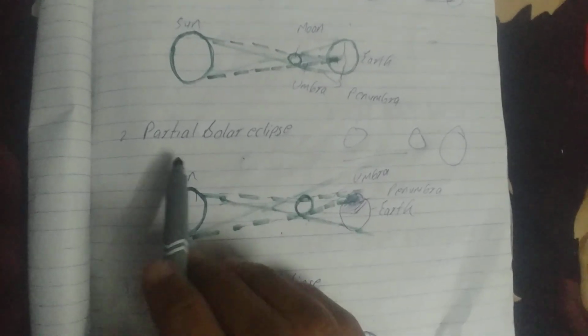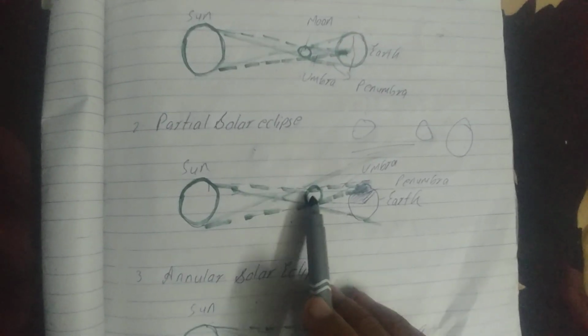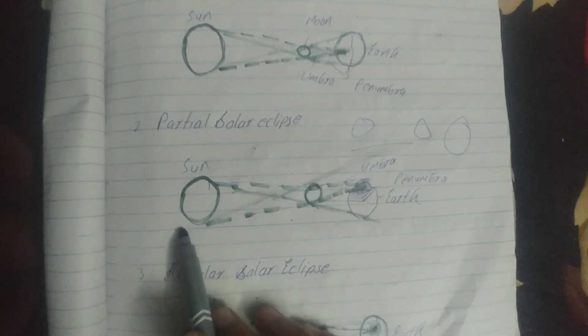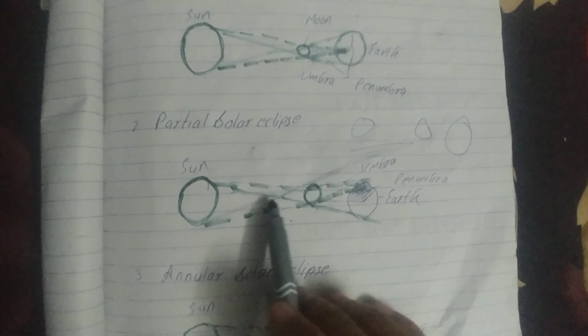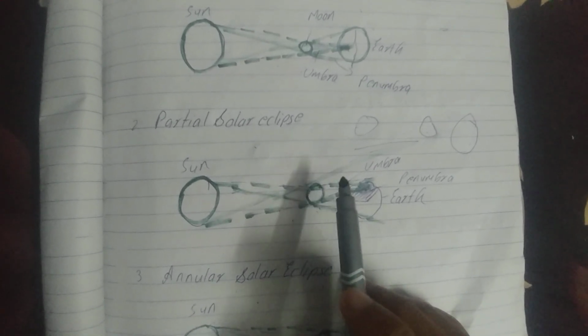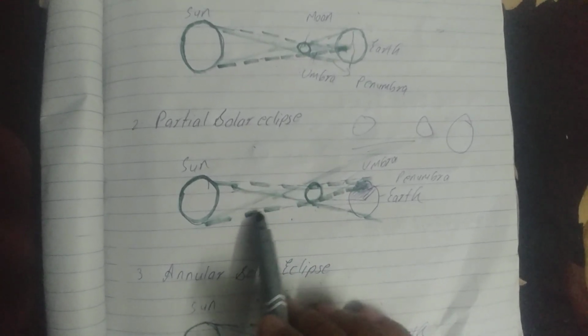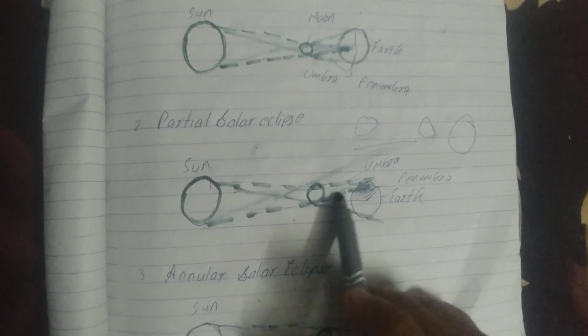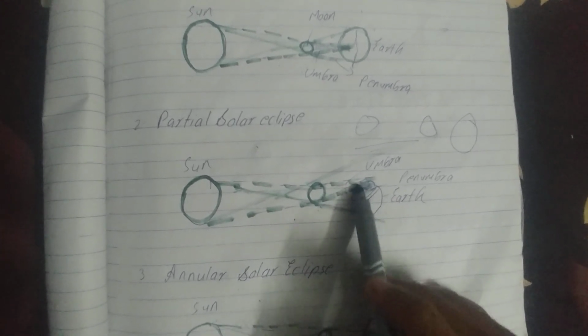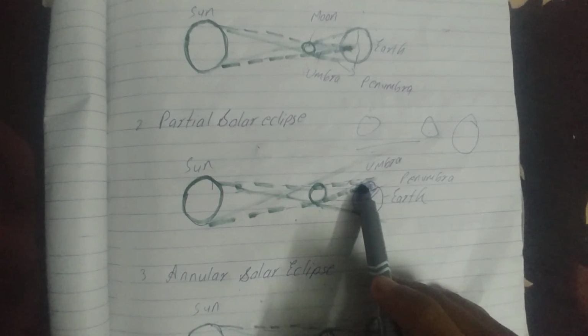Another type of solar eclipse is partial solar eclipse. The partial solar eclipse occurs when the moon is between the sun and the earth but is a bit out of distance. So in this solar eclipse, the moon casts its shadow on the earth, but the umbra region only occurs on a certain part of the earth. So this type of eclipse is called partial solar eclipse.